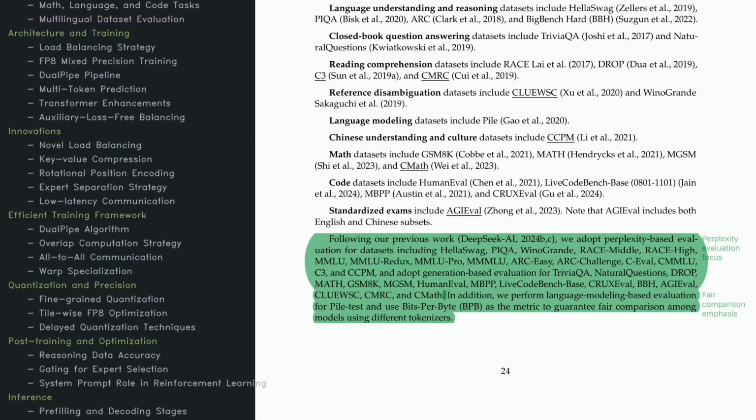In this section, we get more detail on the variety of benchmarks, including reference disambiguation, language modeling, Chinese comprehension, math, and coding. For instance, CCPM tests the model on cultural context, while GSM8K looks at math problems. HumanEval and LiveCodeBench examine coding skills. AGIEval hits both English and Chinese exams. They also use perplexity and generation-based metrics for comparisons. Bits per byte is mentioned for language model evaluations. This well-rounded set of metrics ensures the model is measured thoroughly.